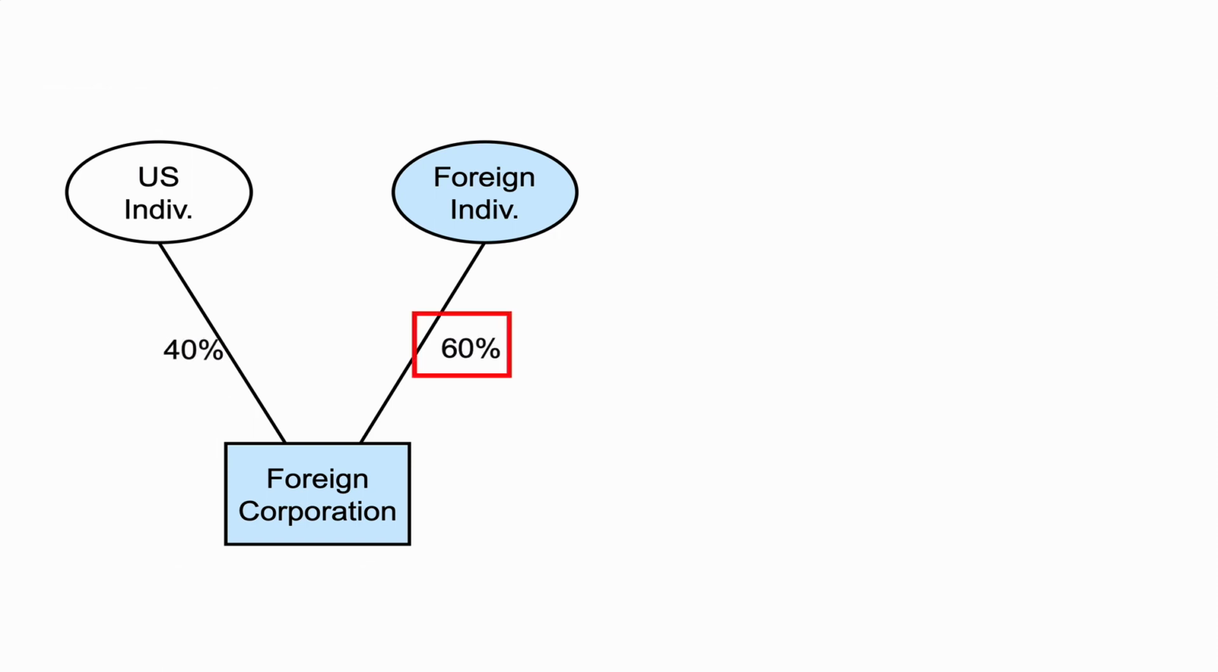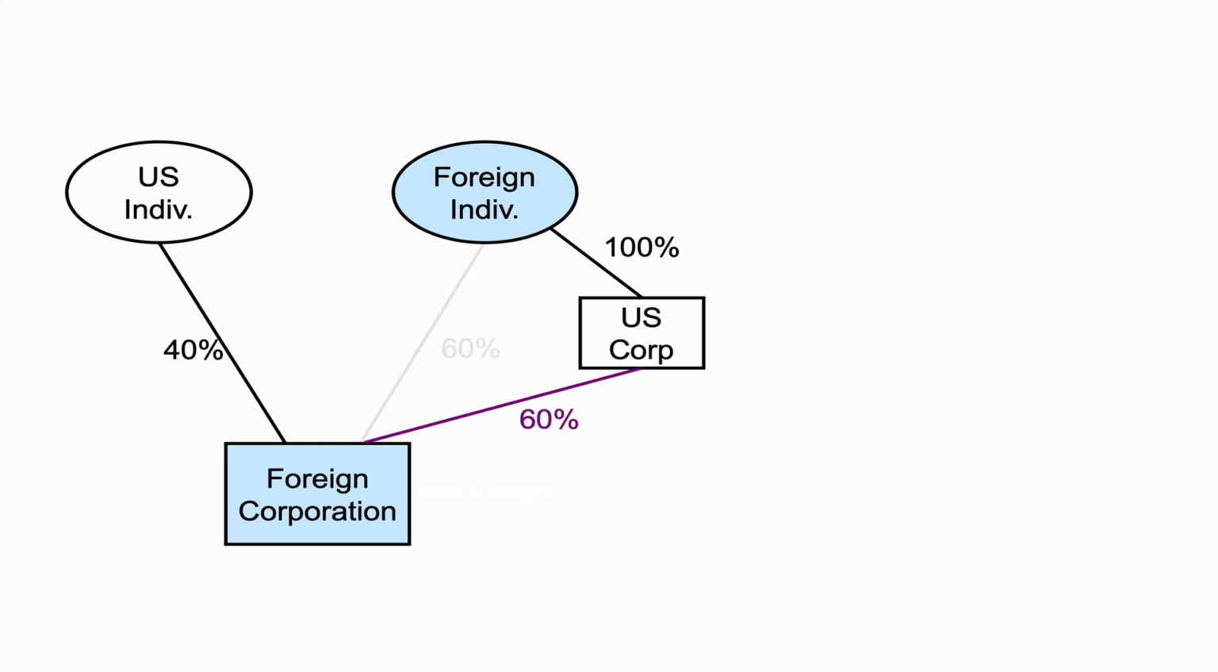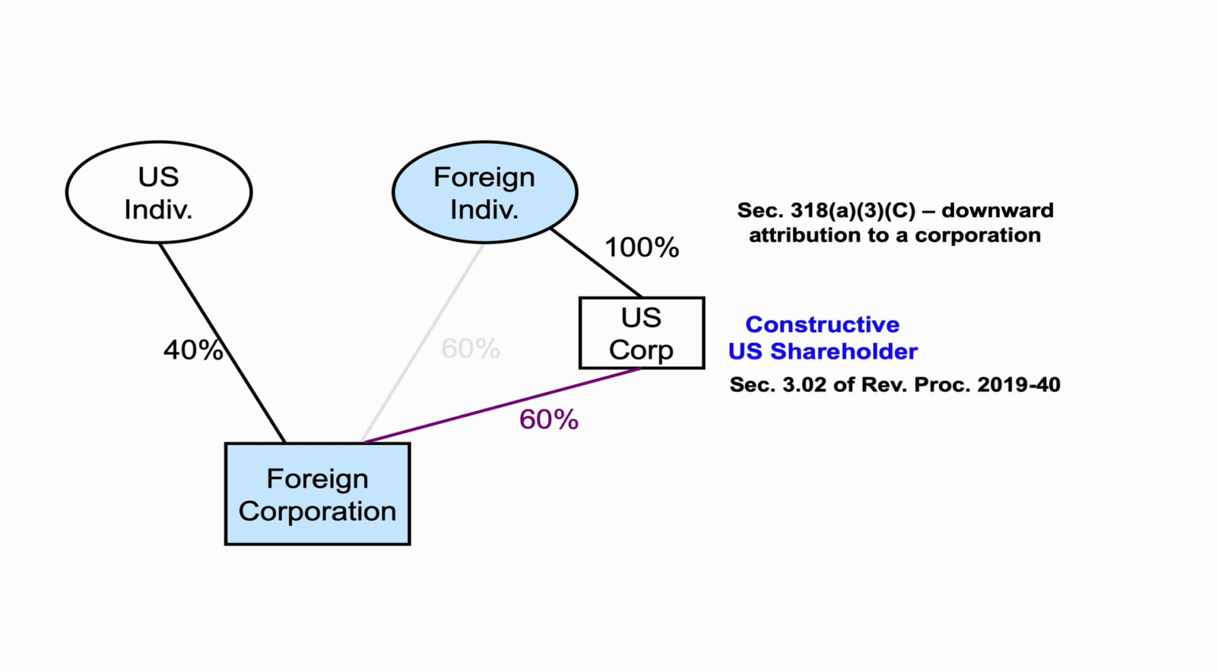Let's switch the percentages so that the foreign individual owns 60% and the U.S. individual owns 40%. In this case, the foreign corporation would not be a CFC, or at least it may not be a CFC. If the foreign individual happened to own 100% of the shares of a U.S. corporation, 60% of the shares of the foreign corporation would be attributed downward to the U.S. corporation. The U.S. corporation is considered a constructive U.S. shareholder. After applying this downward attribution, the foreign corporation would be 40% owned by the U.S. individual and 60% owned by the U.S. corporation. In other words, the foreign corporation would be considered 100% owned by U.S. persons, causing it to be a CFC.